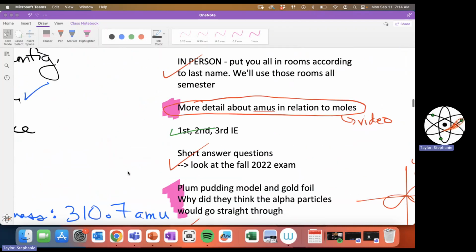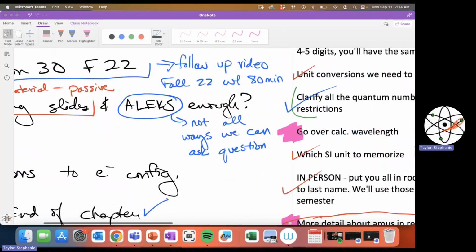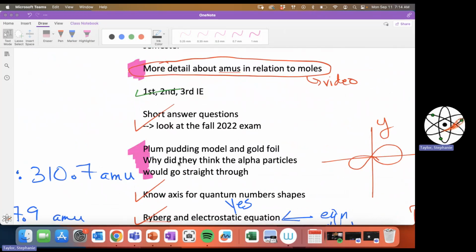AMU in relationship to moles and the plum pudding model, those are all chapter 2. Electron configurations is chapter 4 as well. So we're actually going to go ahead and start with dealing with the plum pudding model and the gold foil. Why do they think alpha particles would go straight through?